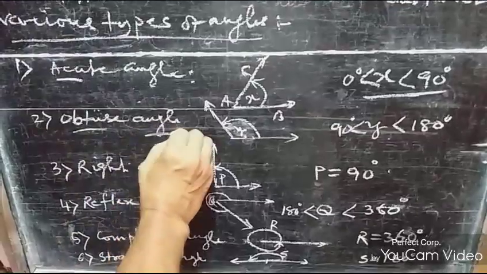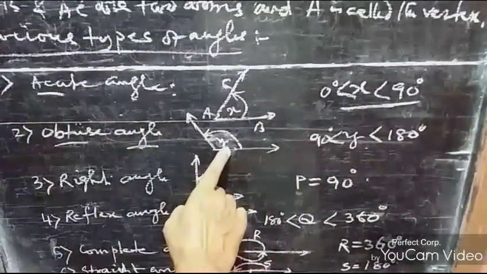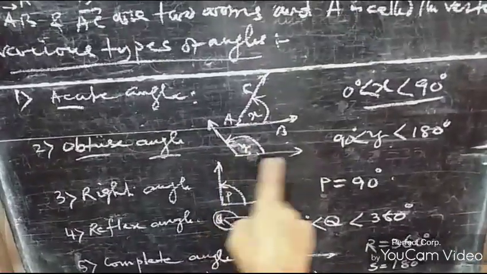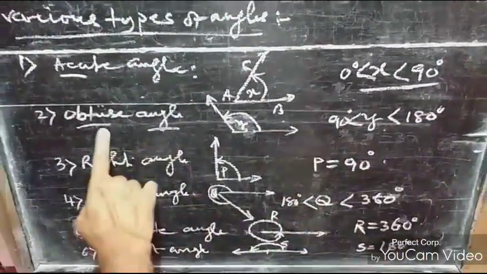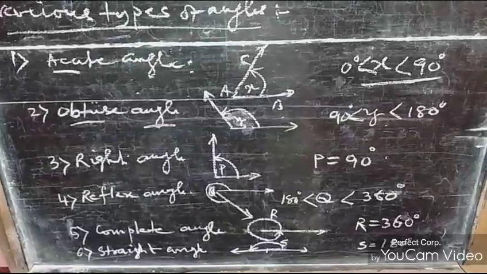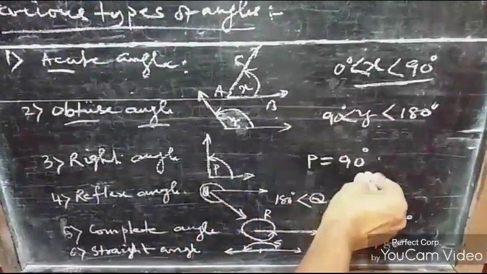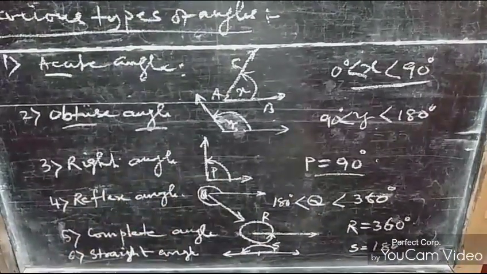What is an obtuse angle? This is an angle, this is Y, an angle which measures more than 90 degree and less than 180 degree. That angle is called an obtuse angle. Right angle: an angle that measures equal to 90 degree is actually called a right angle.